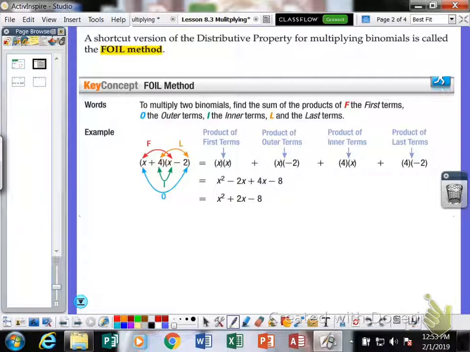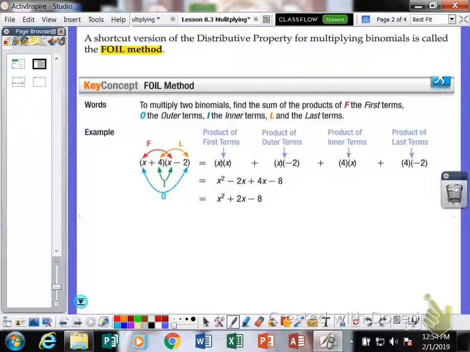Alright, so a shortcut version of the distributive property for multiplying binomials is called the FOIL method. So, to multiply two binomials, find the sum of the products of F, which is the first terms, O, which is the outer terms, I, which is the inner terms, and L, which is the last terms. So, if you look here, you can see that whole process here.